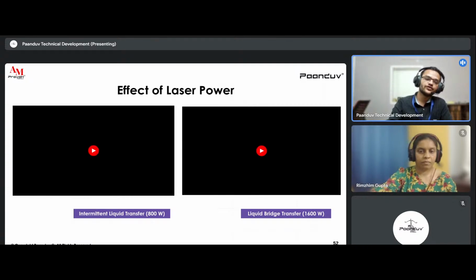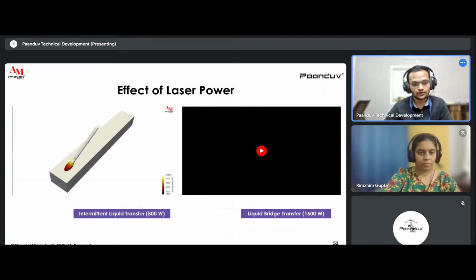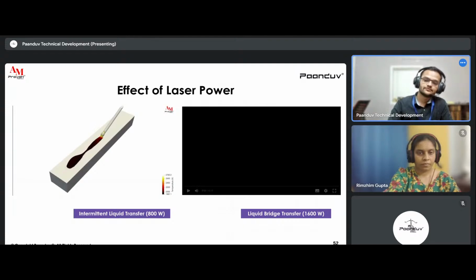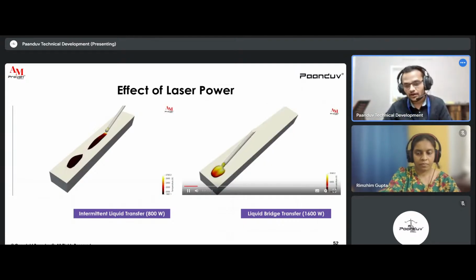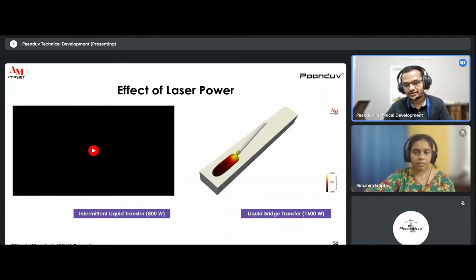Then for the variation in the laser power, we have observed an intermittent liquid transfer for a laser power of 800 watts, as you can see in the video on the left-hand side. On the other hand, when the laser power is 1600 watts, a liquid bridge transfer was observed, as you can see in the video on the right-hand side.